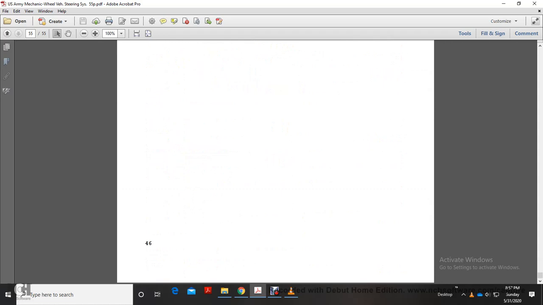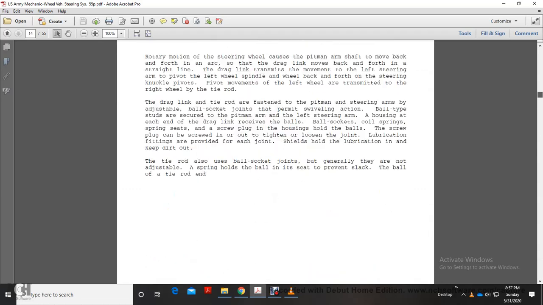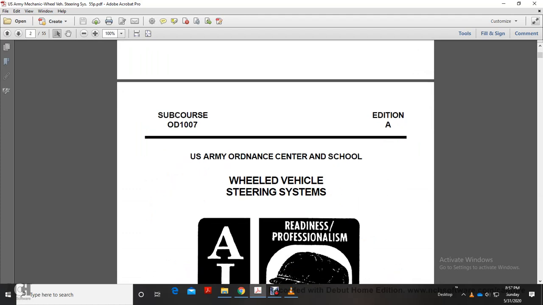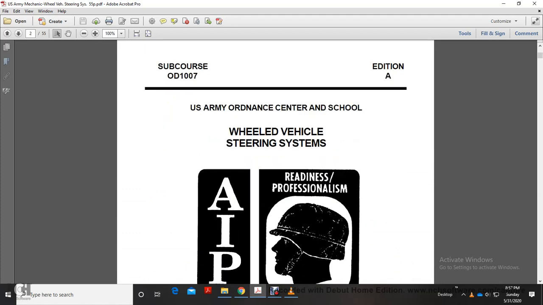And that is the rest of the book of Subcourse OD 107. This is edition A of U.S. Army Ordnance Center Wheel Vehicle Steering Systems.